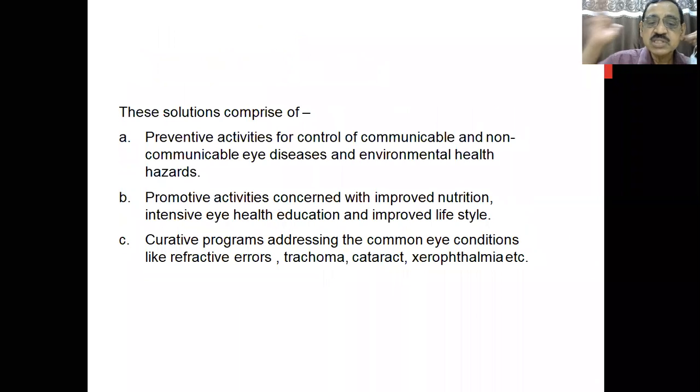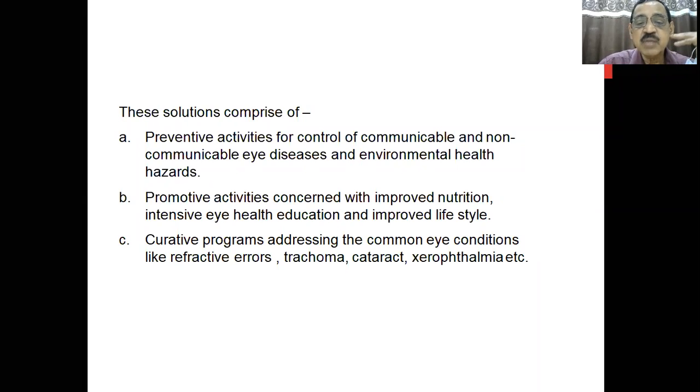And the second solution is promotive activities concerned with improved nutrition and intensive eye health education to the people, illiterate or sometimes educated also, and improved lifestyle. Okay. And thirdly, curative programs, which can really cure the disease of the individuals and reduce the burden of blindness in the particular community.